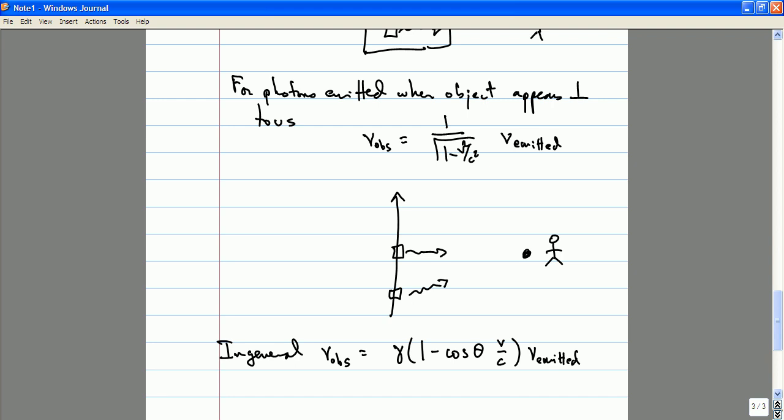So we guess that factor should just be gamma when the motion is perpendicular to us, and it should be gamma times 1 minus v over c when the motion is parallel to the direction of the source. So it's not hard to guess that the correct formula is something like 1 minus cosine theta v over c, where theta here is the angle of motion.